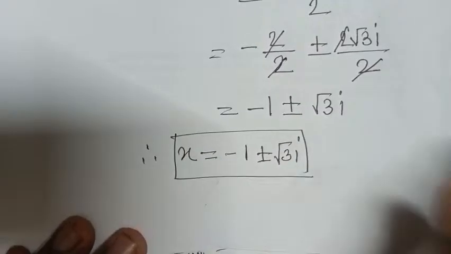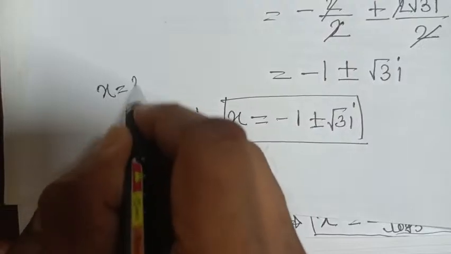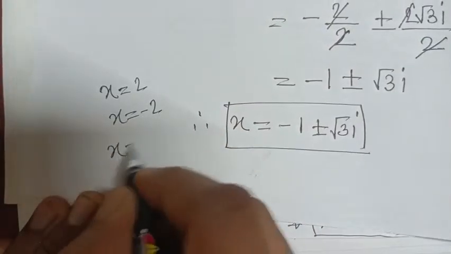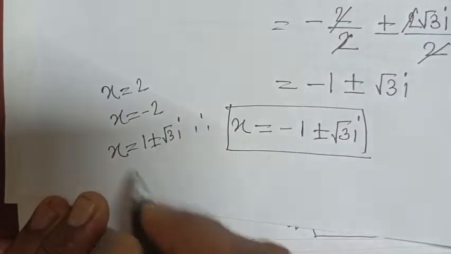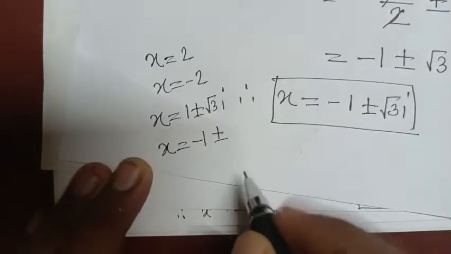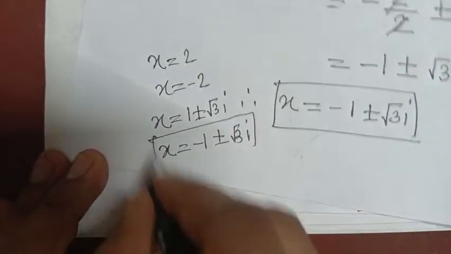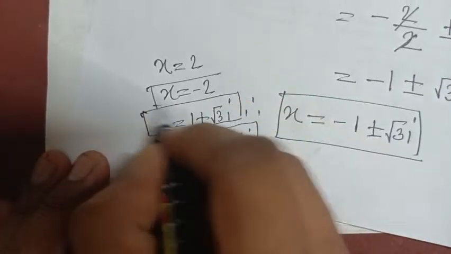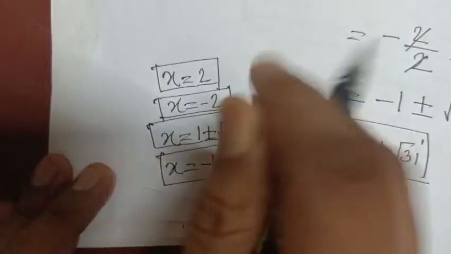So we got 4 solutions: x is equal to 2, x is equal to minus 2, x is equal to 1 plus minus root 3i, and another x is equal to minus 1 plus minus root 3i. The fourth solution we got from the expression x to the power 6 is equal to 2 to the power 6.